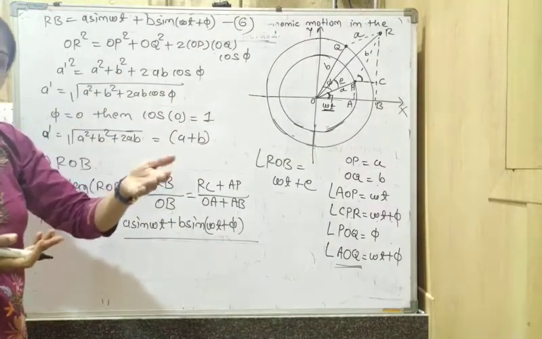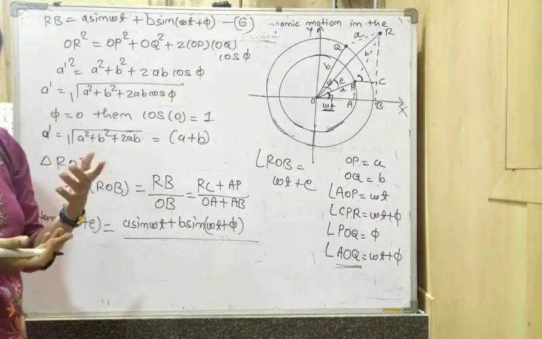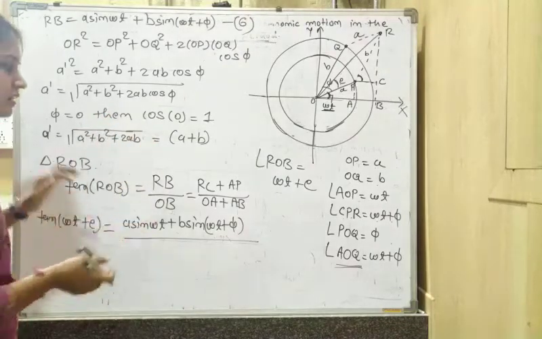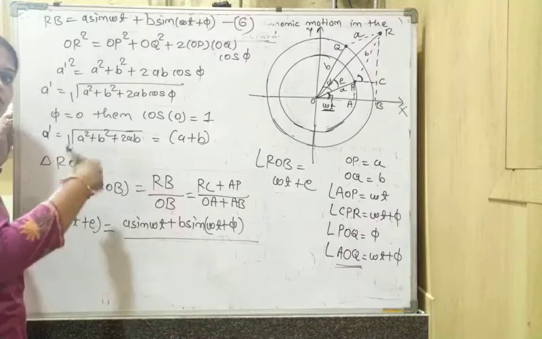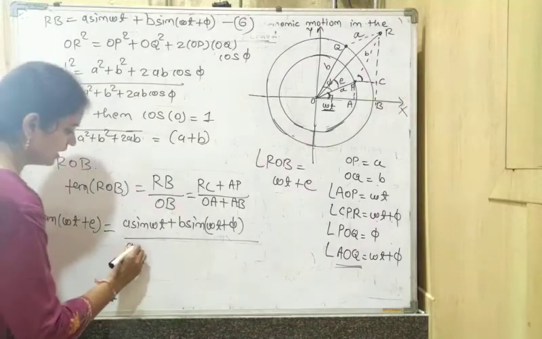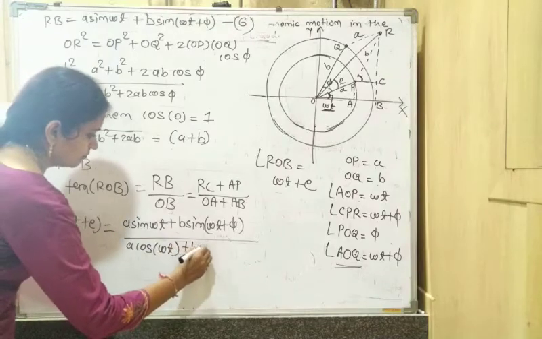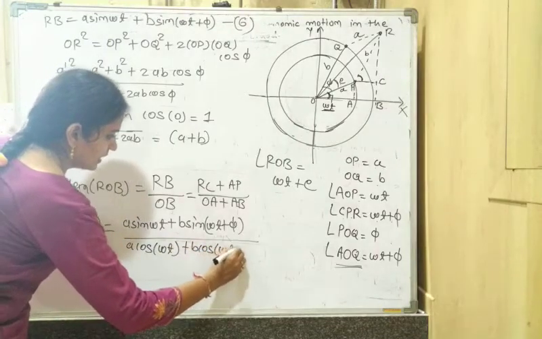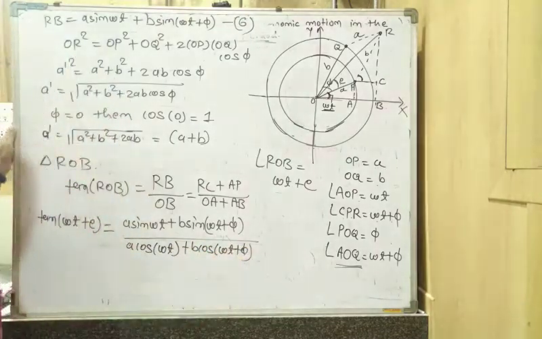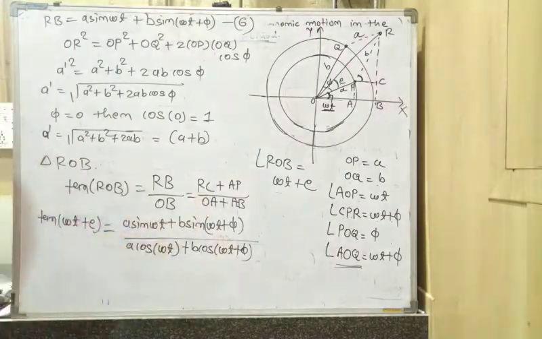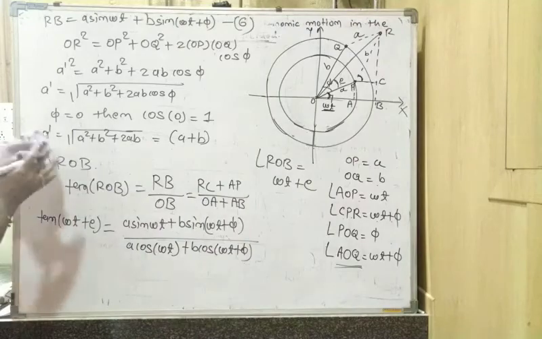You can calculate it with respect to the x-axis. So what is the value with respect to the x-axis? That is cos theta. So write down this equation with respect to cos theta: A cos omega t plus B cos omega t plus phi. Now this is not the final equation. We have to simplify this equation.